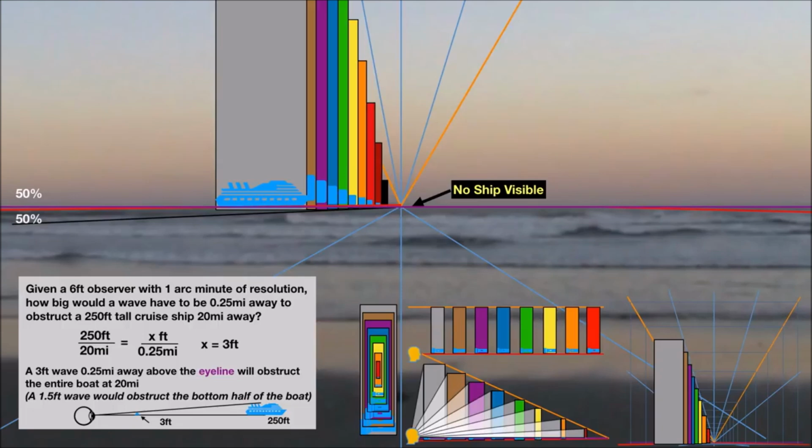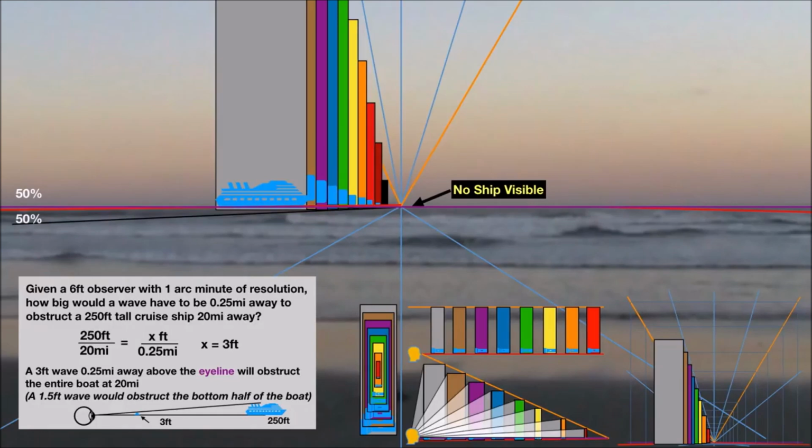Same thing here. Now if I just stand up and I'm going to extend this to a further distance, given a 6 foot observer height with 1 arc minute of resolution, how big would a wave have to be 0.25 miles away to obstruct a 250 foot tall cruise ship 20 miles away? So it's the same relationship, 250 feet of cruise ship 20 miles away versus X amount of obstruction a 1/4 mile away, and you would get a wave of 3 feet.